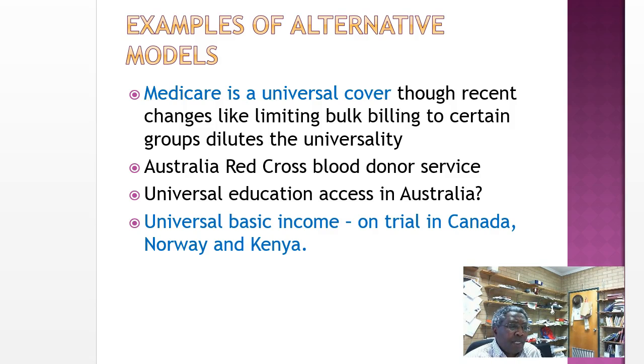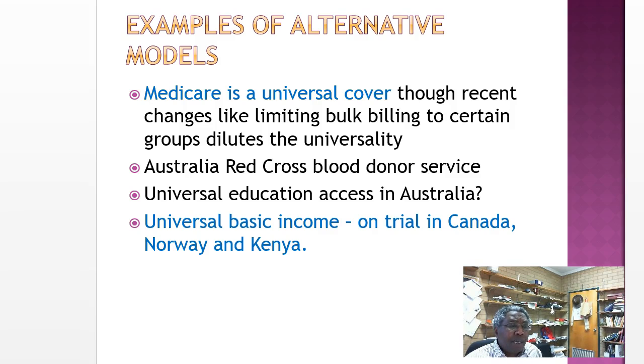An example here is Medicare. Medicare is a universal cover, though it has been progressively undermined. The concept of Medicare is a cover for every single person in Australia. It is an example of how we can work towards equality.